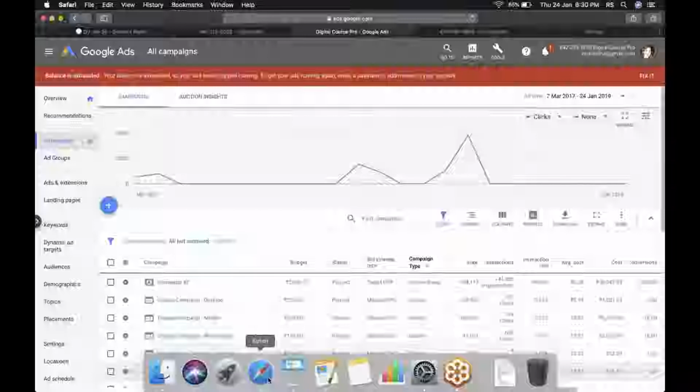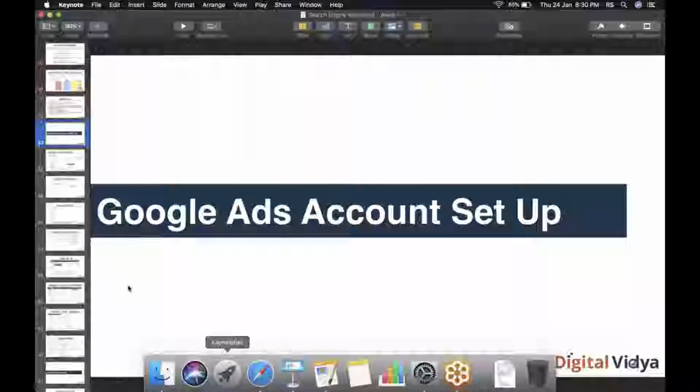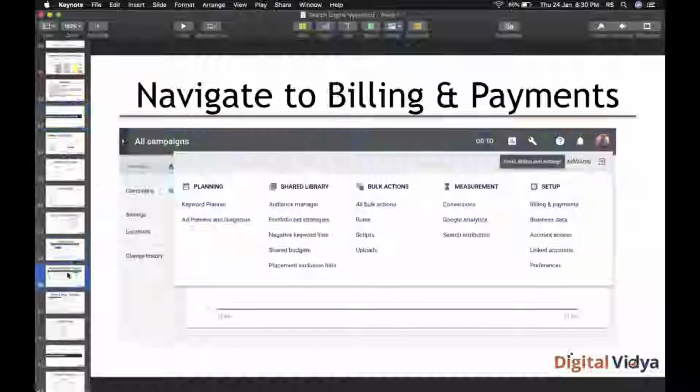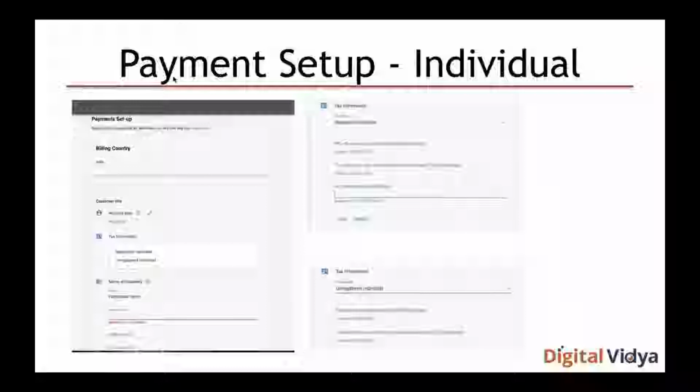Now I will say tools and billing and payments. When I say billing and payments, let me go here. They will ask me these questions then. These things may differ a little bit if somebody is logging in from another country. The account creation questions and tax information may differ a little bit. The currency options will be different for different countries, so please remember that.